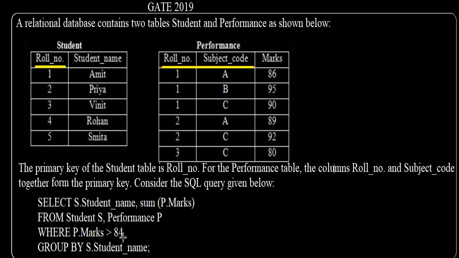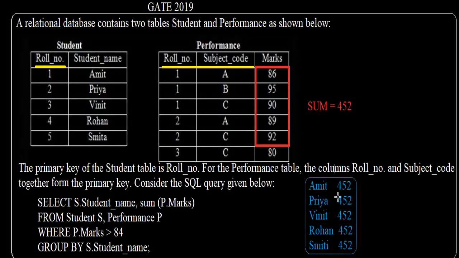So mainly the operation would be done like this: p.marks greater than 84, which are this one and this one. It will leave out 80 because it is less than 84. Now it will sum it up. Okay, sum of 452 and place it with the corresponding name for each of them. It will show you outputs like this in SQL, MySQL, Oracle.